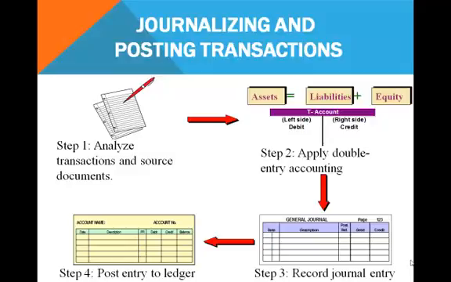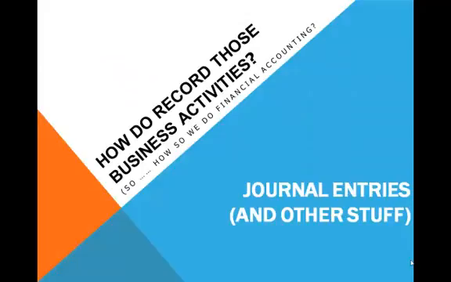Of course, there's a fifth step, and what is the fifth step? The fifth step is we make a trial balance. And that was also mentioned in the previous lecture. How are we going to record these business activities? We're going to make journal entries. So the rest of this lecture is about journal entries and some other stuff.